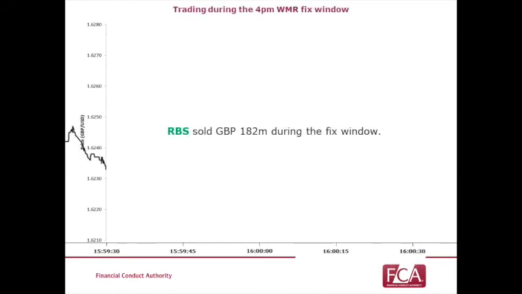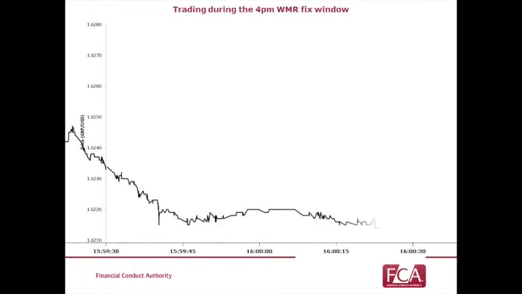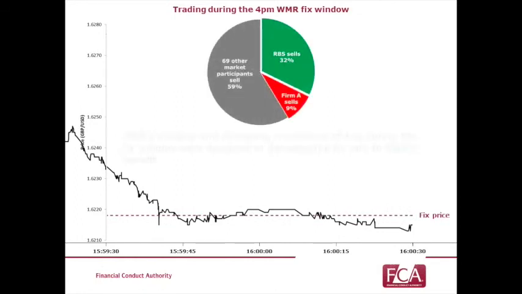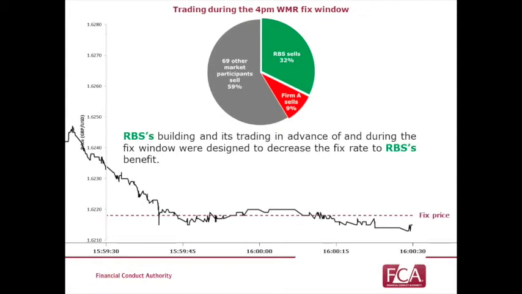During the 60-second fix window, RBS sold 182 million sterling, which accounted for more than 32% of the sales in sterling dollar on the Reuters platform. RBS and Firm A together accounted for 41% of the sales in sterling dollar on the Reuters platform during the fix window. During this period, the sterling dollar rate fell from 1.6233 to 1.6213. Subsequently, WM Reuters published the 4 p.m. fix rate for sterling dollar at 1.6218.